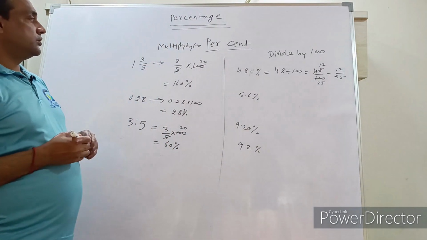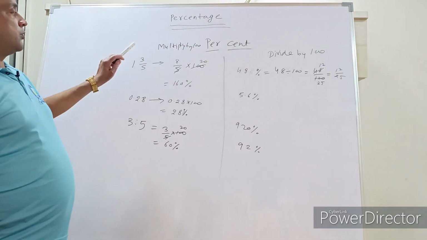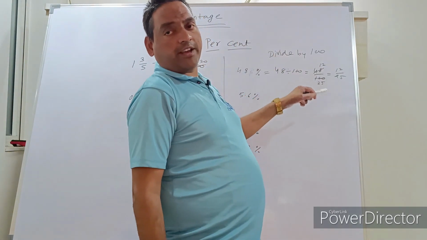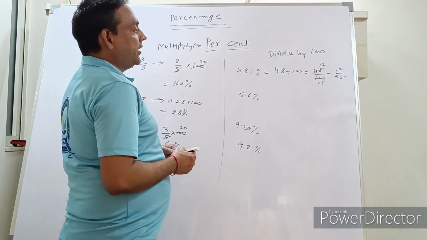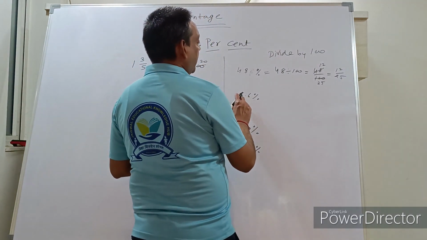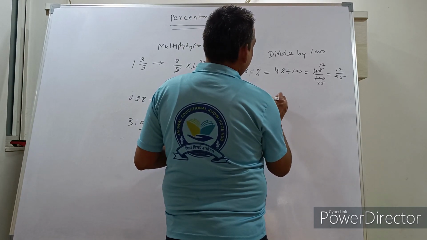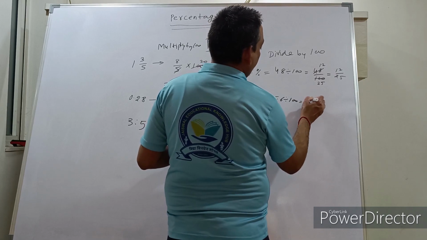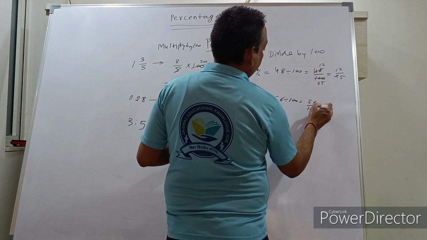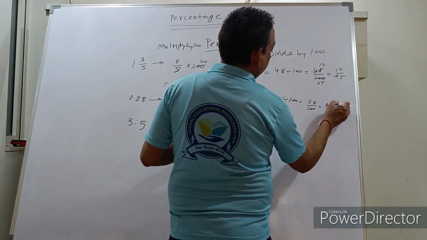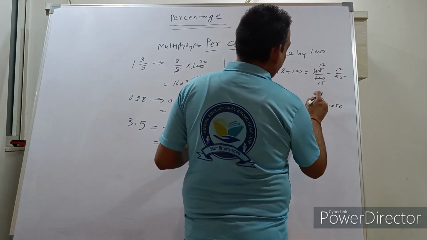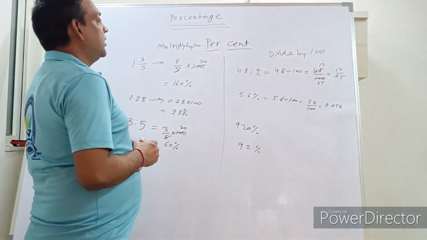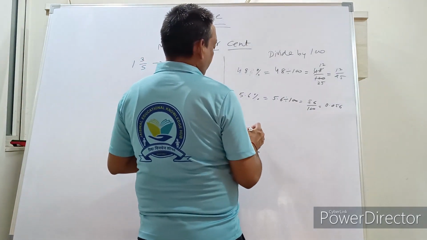Clear? Simple it is. To convert into percentage, we multiply. To convert from percentage to decimal, fraction, or ratio form, we have to divide by 100. Next one, suppose they ask in decimal, so this becomes 5.6 divided by 100, which is nothing but 0.056. Okay, that 0.056 will be in decimal form.